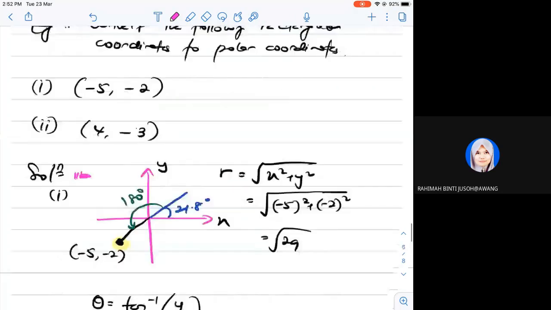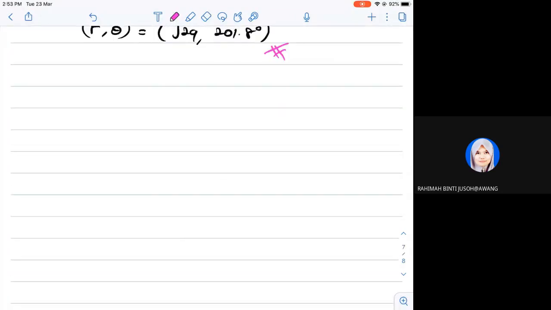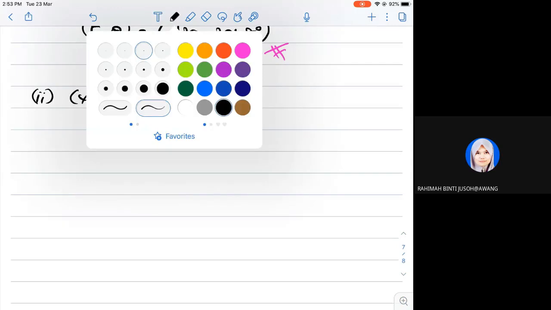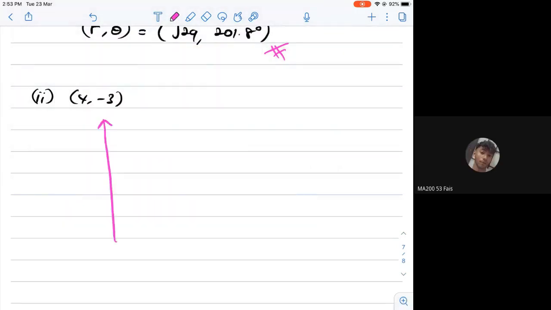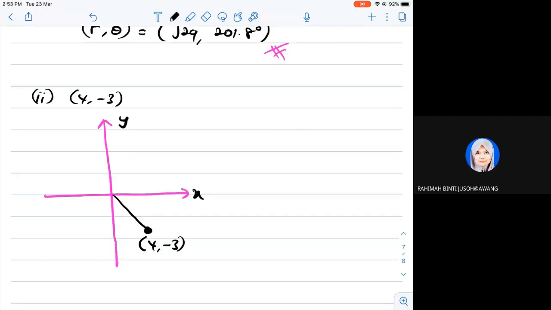Okay, so proceed. Question number 2: 4, -3. Where is the location of this coordinate? Fourth quadrant. Yes, very good. It should be located in the fourth quadrant. So X is positive but Y is negative, so it should be down a bit, and should be here. Okay, 4, -3. Now let us proceed with calculating the radius.